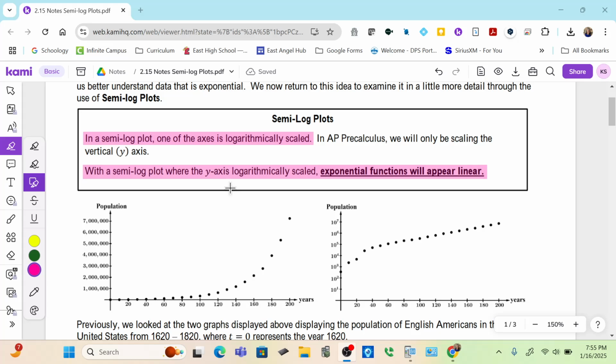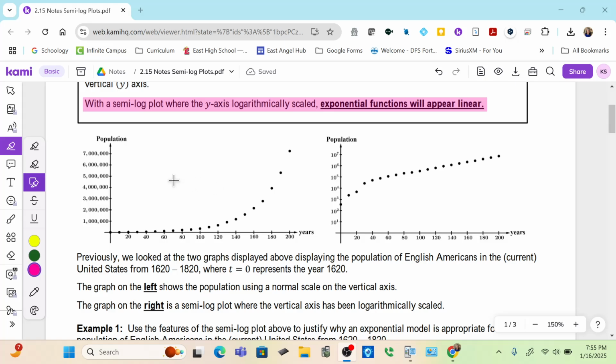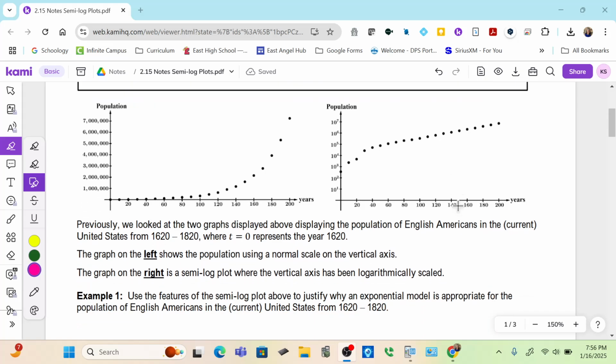So if we take a look at these two graphs here, on the left, we have a graph that shows the population of English Americans in the current United States from 1620 to 1820, where t equals 0 represents the year 1620. So this is the population using a normal scale. On the right, the y-axis, or the vertical axis, has been scaled logarithmically. And as you can see, what appears to be an exponential curve is more linear on the logarithmic scaled graph.